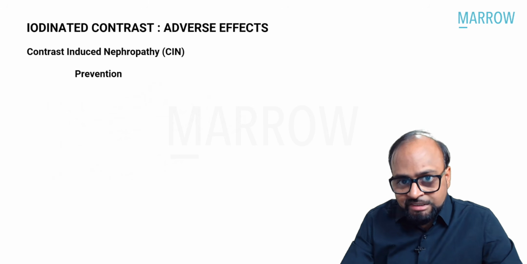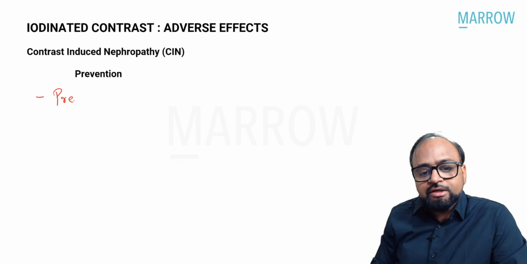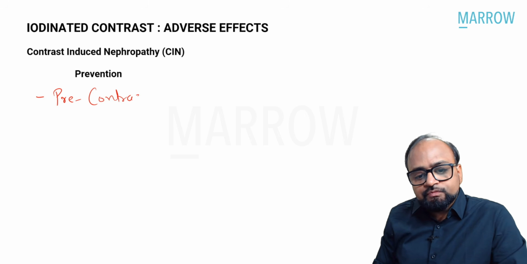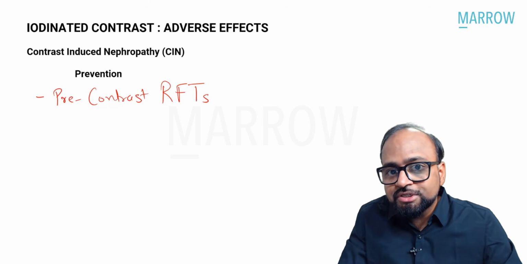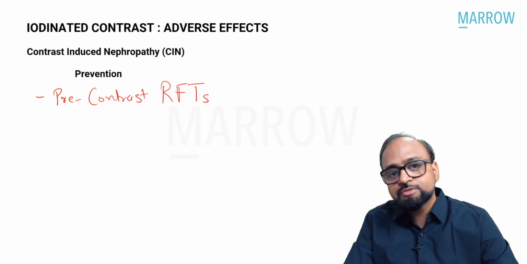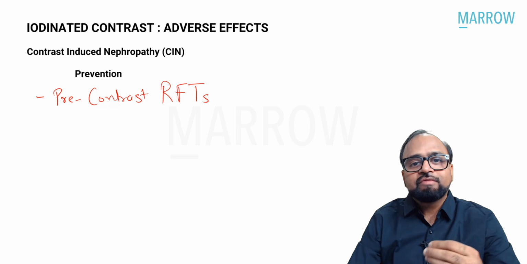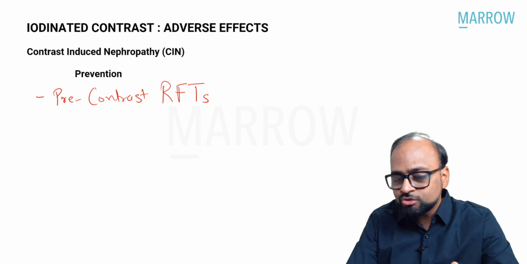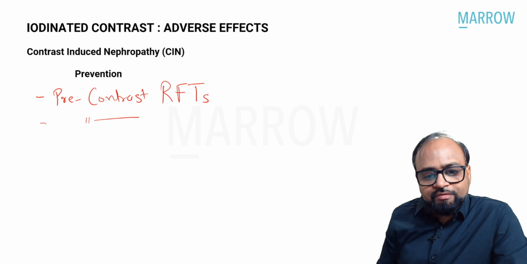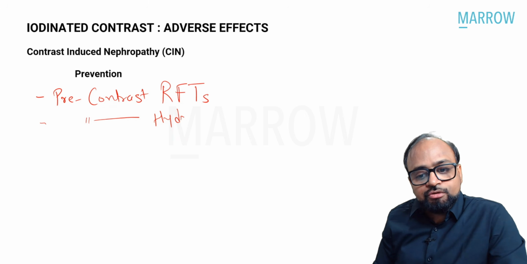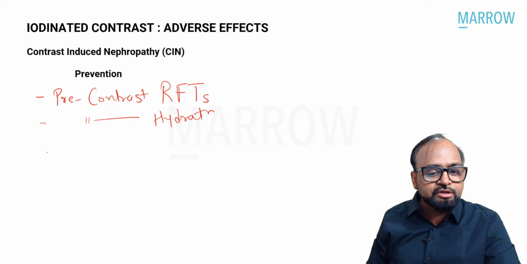Very important is to prevent the development of CIN, and we have already discussed one strategy for prevention of CIN. What is that? It is pre-contrast renal function tests, because the most important patient related risk factor for the development of CIN is pre-existing chronic kidney disease. We must do a renal function test, serum creatinine value, blood urea nitrogen, before we inject contrast, so that we inadvertently don't inject it in chronic kidney disease patients. Another way of preventing is pre-contrast hydration of the patient. Never inject contrast in a dehydrated patient. Dehydration is a risk factor. It will aggravate the renal injury.